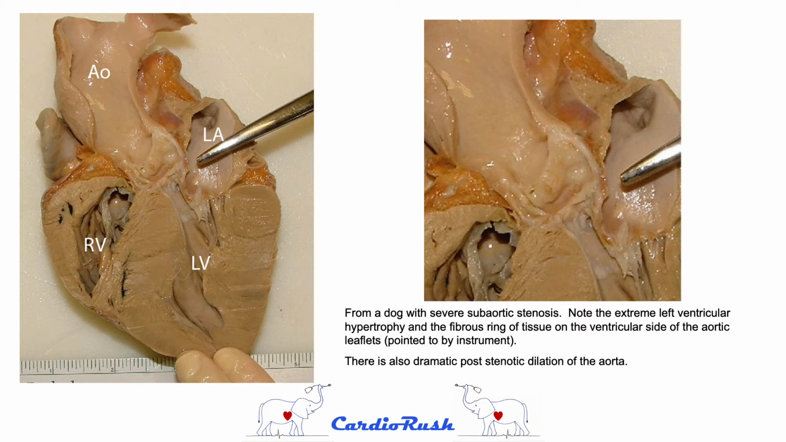These images are from a dog with severe subaortic stenosis. Note that there is significant thickening, concentric hypertrophy of the left ventricular free wall and the interventricular septum. There is also a post-stenotic dilation of the aorta. The aortic valve is a little bit thickened, but the main lesion is below the aortic valve in the subvalvular region. This thick area of fibrous tissue here is the lesion of subaortic stenosis.